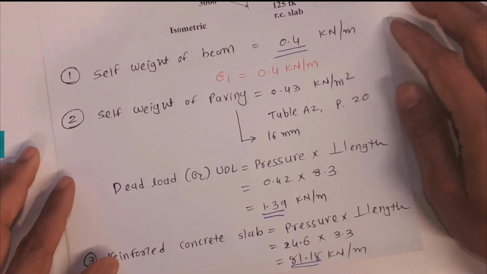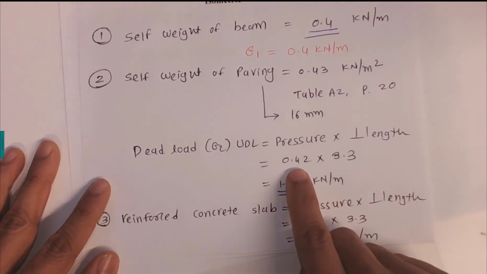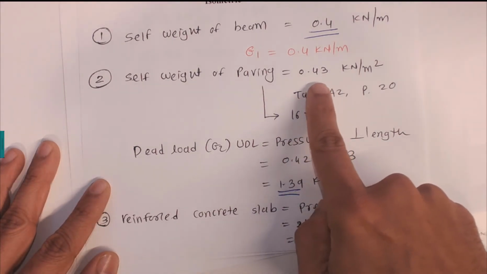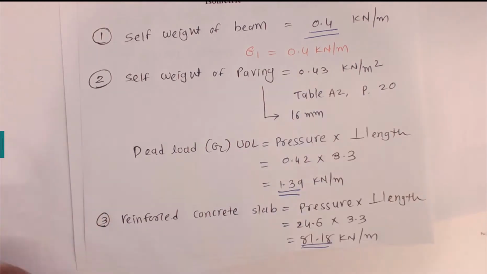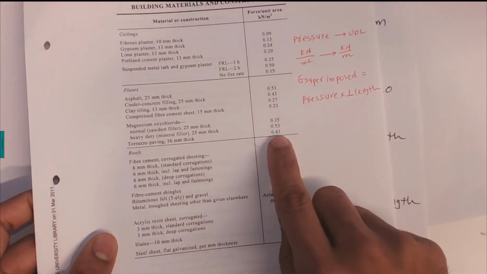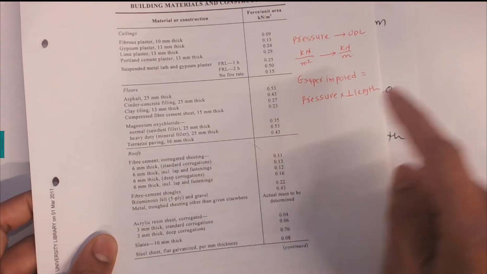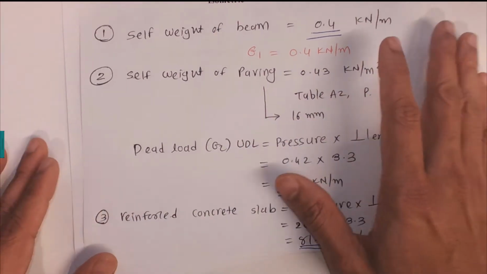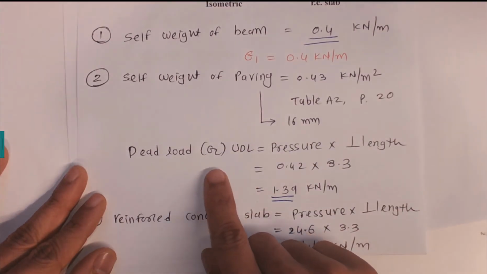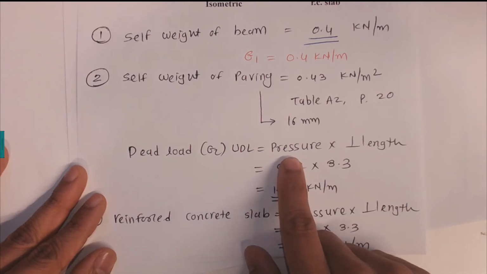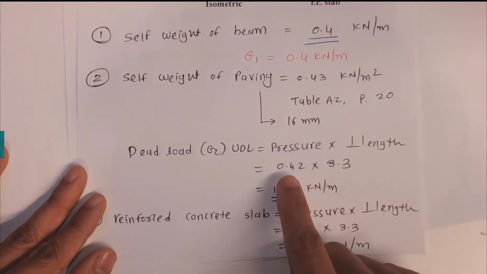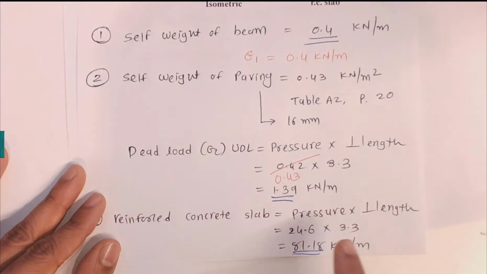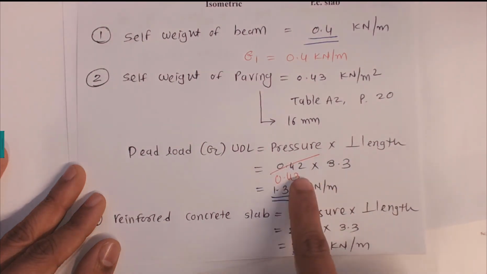kilonewton per meter square. So that 0.43 is coming from the Australian standard, for 16 millimeter thick. If I want to calculate the dead load due to this paving, we have an equation: pressure times the perpendicular length. That pressure is 0.43, so we have 0.43 times 3.3.